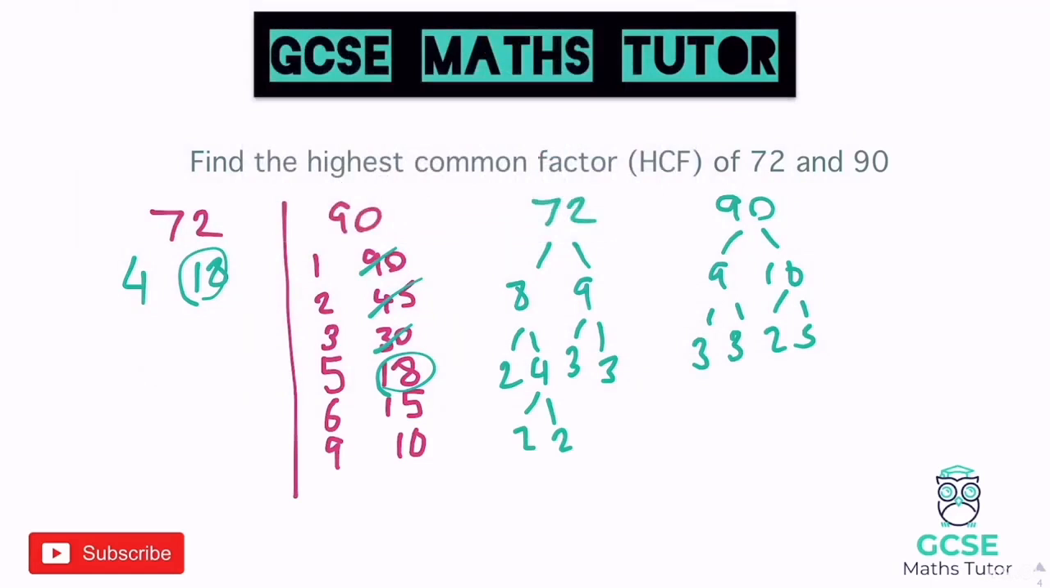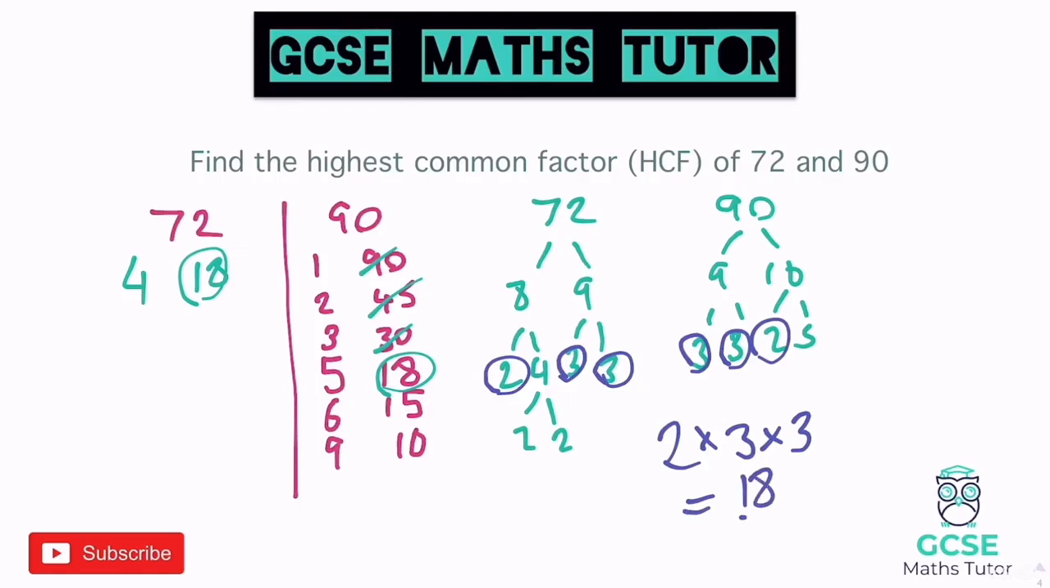And we can have a look at what's in both. So they both have a 2. They both have a 3, so times 3. They both have another 3, and that's all that they share. 2 times 3 is 6, times 3 again is 18. So we can get our highest common factor using our prime factor method as well.